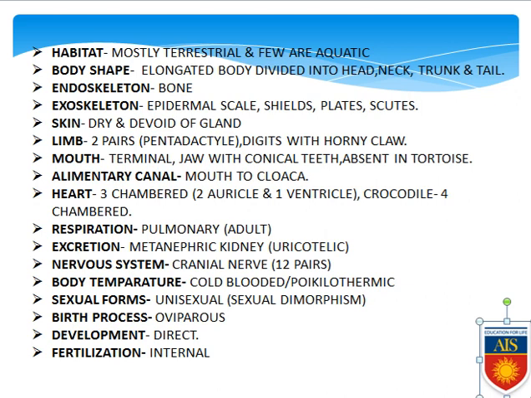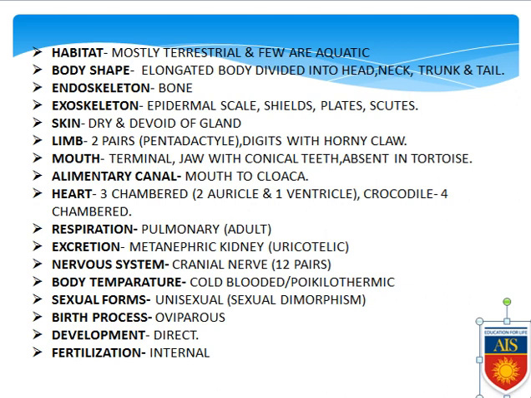They have plate-like structures and scute-like structures also. Skin: they have dry skin that is devoid of glands. Limbs: 2 pairs of limbs are present, and they are pentadactyl limbs, that means containing 5 fingers. Keep it in your mind, the digits in the limb contain horny claws, and those are very sharp. Mouth: it is a terminal mouth, and the jaw is present with conical teeth, that means each tooth shape is conical. Keep it in your mind, teeth are absent in the case of tortoise.